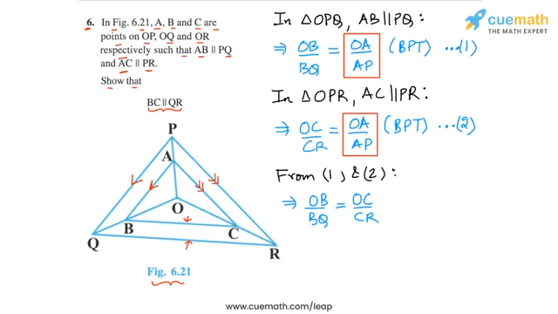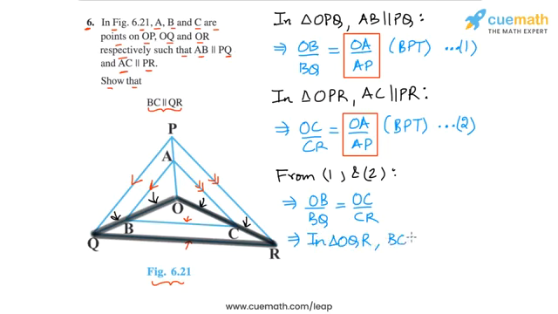And if we now look at triangle OQR, and if we use the fact that OB by BQ equal to OC by CR, this means basically that BC divides OQ and OR proportionally in the same ratio, and therefore in triangle OQR, BC is parallel to QR, correct? And why can we say this? Well, this is basically the converse of the basic proportionality theorem. If a segment divides two sides of a triangle proportionally, then it is parallel to the third side.